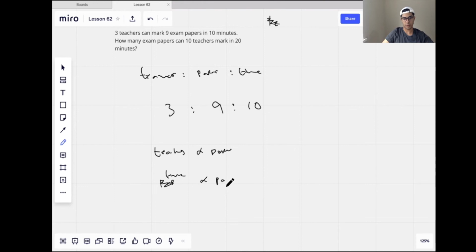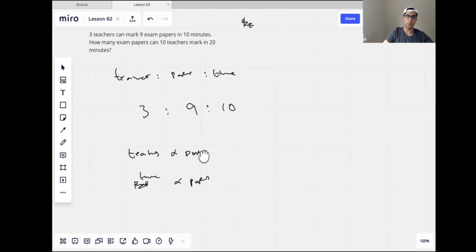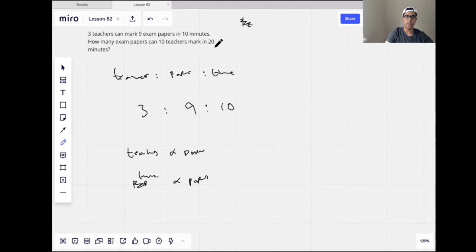So this is a 2-step problem. Let's say the question was just 10 minutes. If 3 teachers can mark 9 exam papers, we know that the number of teachers over the number of papers marked is some constant k, and that's going to be the same. So k is equal to 3 over 9, so k is equal to a third.